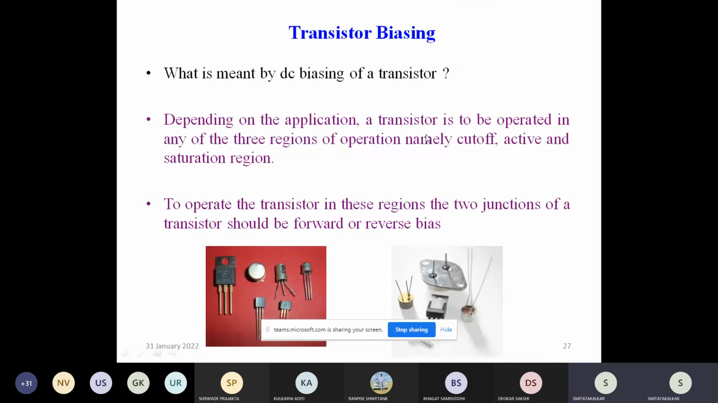Then transistor biasing is today's topic, depending on the application. A transistor operates in three regions. Which three regions? The cutoff region, active region, and the saturation region. These three regions are the main part of biasing. Then there are two junctions. Which ones? The emitter-base is one junction and the collector-base is another junction. They work in forward or reverse bias.